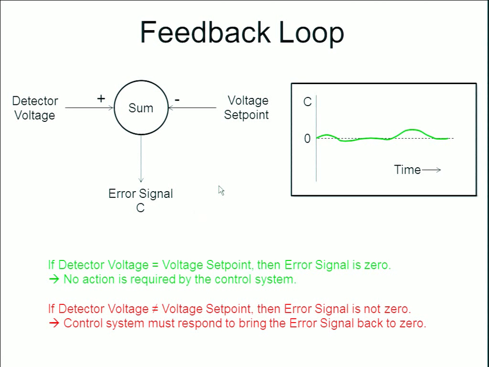Okay, here's just another example of the feedback loop. We can see movements over time. If the detector voltage is equal to set point, there's no error signal, it's perfectly flat. There's no action required by the system, and the piezoelectric doesn't move. If they're not equal, then there's going to be an error signal, and via the feedback loop, there must be a response to bring the error signal back to zero. And by applying the piezoelectric with the appropriate voltage, that response will be made.